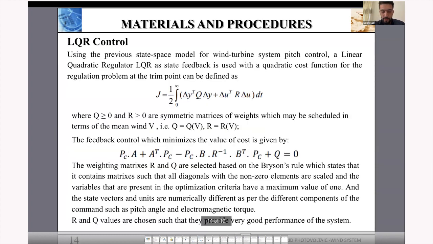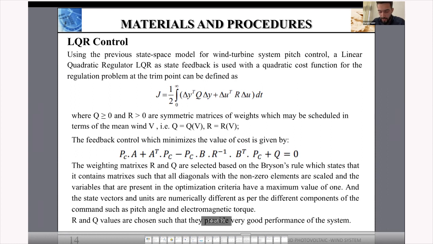Linear quadratic regulation. Using the previous state space model for the wind turbine system pitch controller, a linear quadratic regulator (LQR) as state feedback is used with a quadratic cost function for the regulation problem at the operating point, which can be defined as the equation, where Q is greater than or equal to 0 and R the symmetric matrices of high, which may be scheduled in terms of the mean wind speed V.